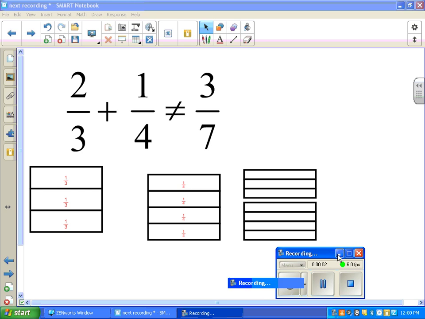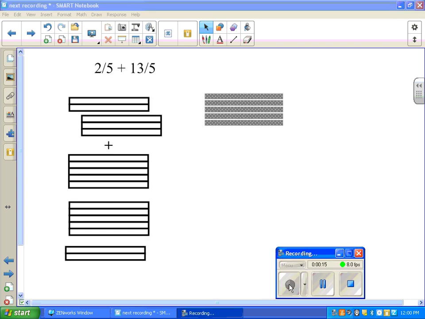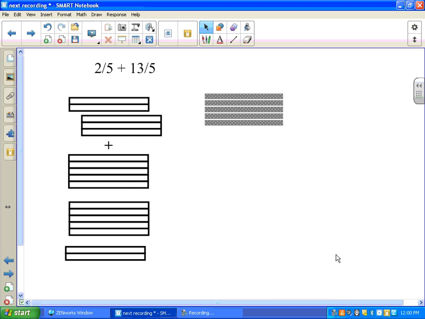Okay, so if you're having problems adding fractions, let's take a look at something. First of all, I'm going to say that 2/3 plus 1/4 does not equal 3/7. Let's try to figure out why, by first examining this problem.